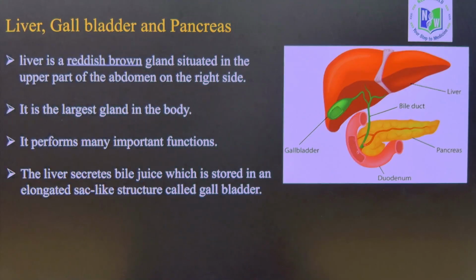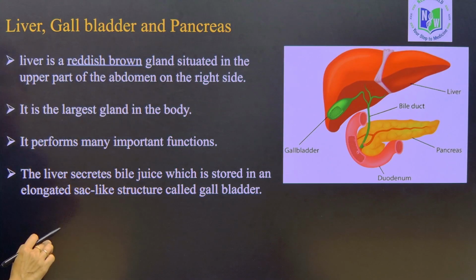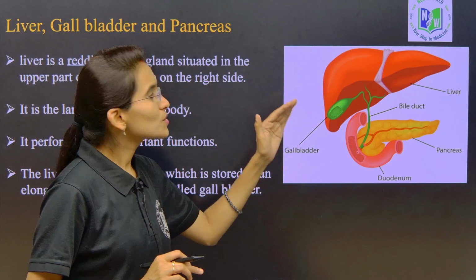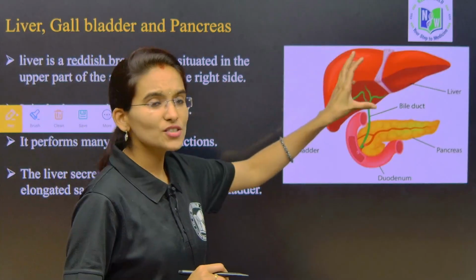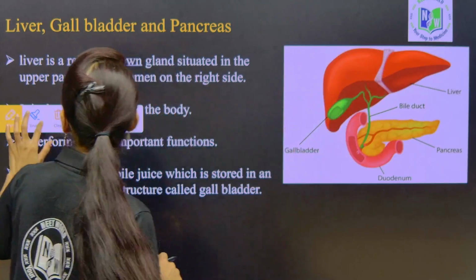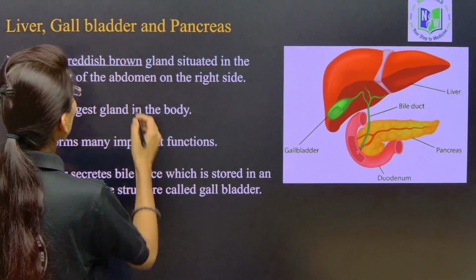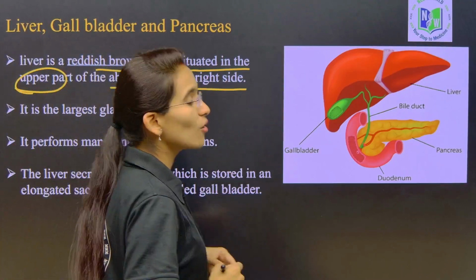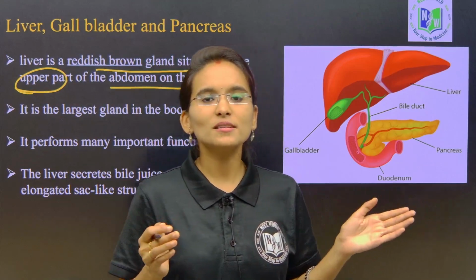So all the students, just pay your attention. What is the liver actually? The liver is a reddish brown gland which is situated in the upper part of the abdomen on the right side. So what does it mean, my dear students?